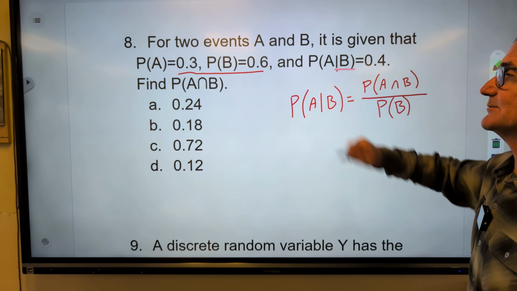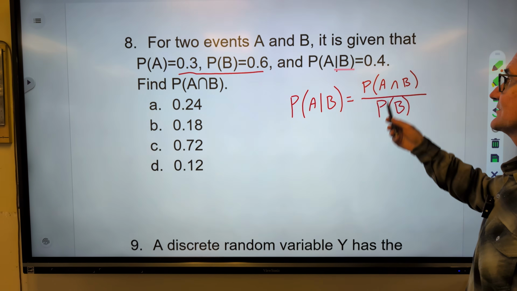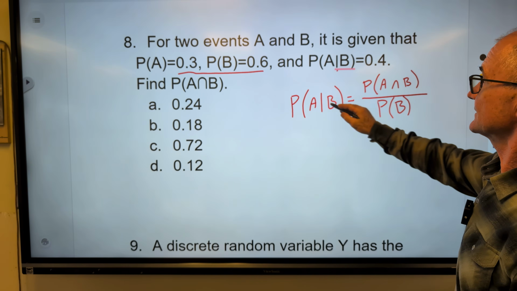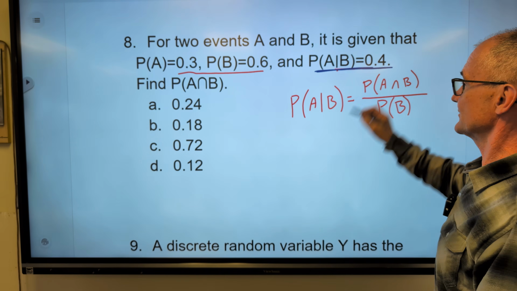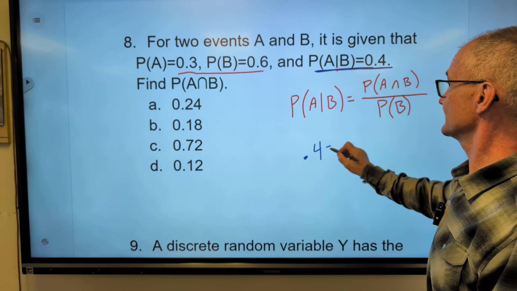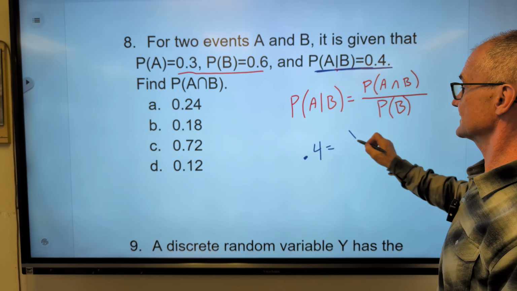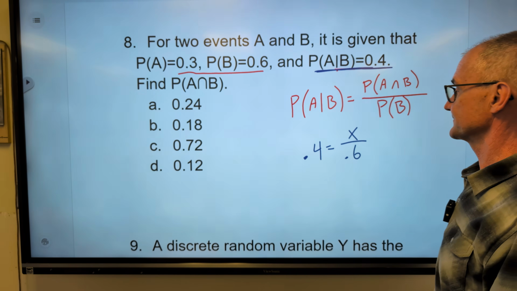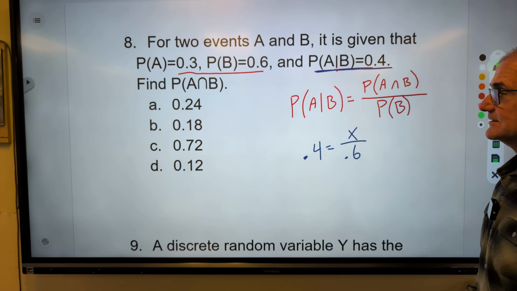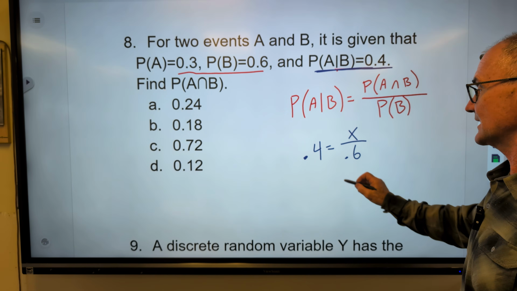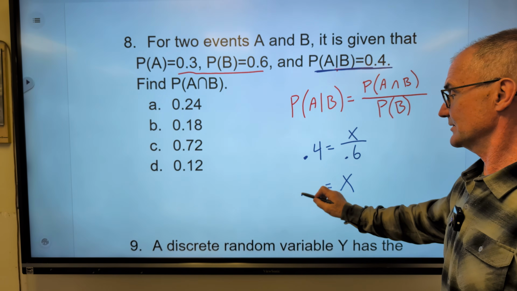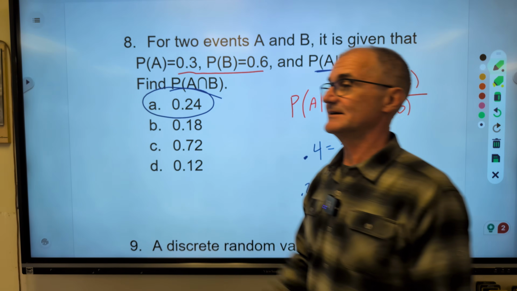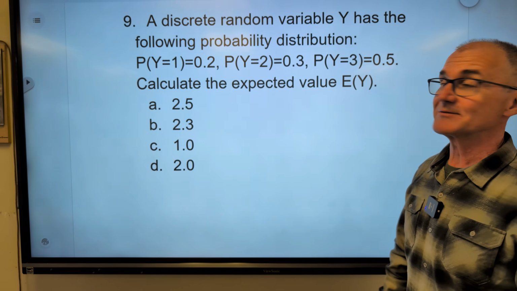It's a conditional probability. So let's see if I have 2 of these 3 pieces. I think I do. The conditional probability is 0.4, so that 0.4 goes there. I am looking for this. I'm going to call it X. And the probability of B is 0.6. One ratio equal to another proportion. I cross multiply and get X is equal to 0.24. Correct answer, answer A right there. 8 for 8. Okay, problem number 9 right here.